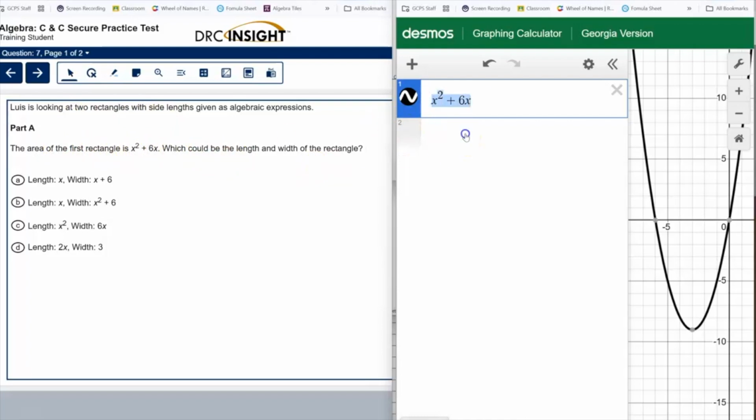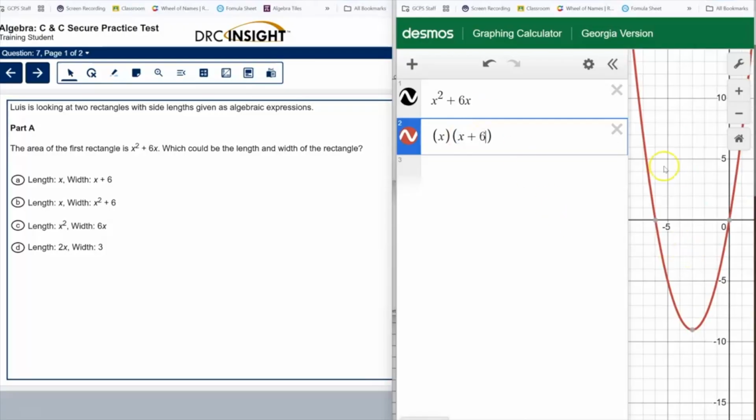So what have they done to find area? They did base times height because it's a rectangle, correct? So they multiplied two things together to get this. So all I have to do is look at their answers, multiply them together, and if it matches this, then that's my area. So this time they're not giving me an area of a number, they're giving me expressions, which is fine. As long as you understand the area of a rectangle is found by base times height. So when I do area is this, I've done base times height. So if they tell me the base is x and the height is x plus 6, does that give me my area?